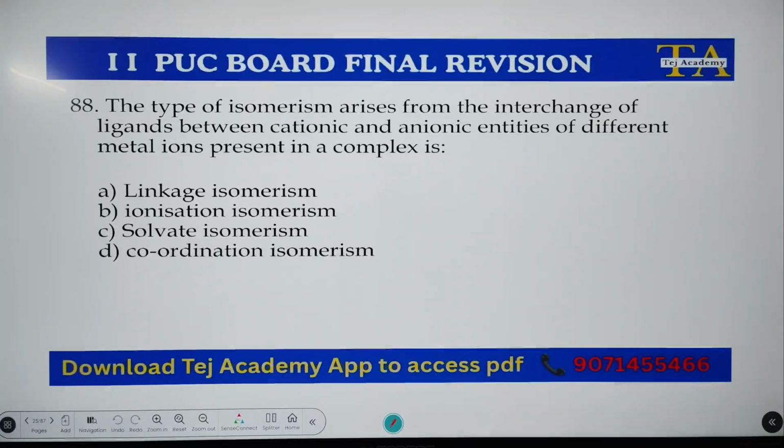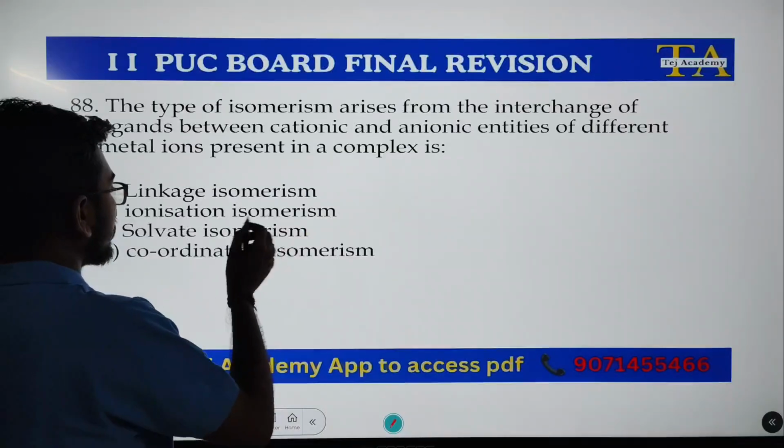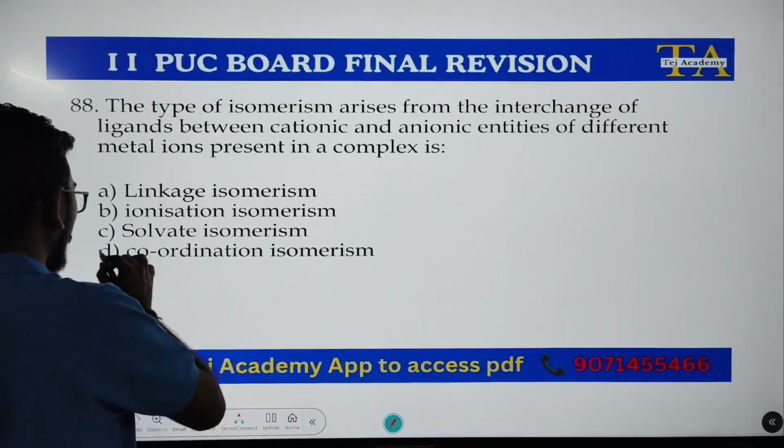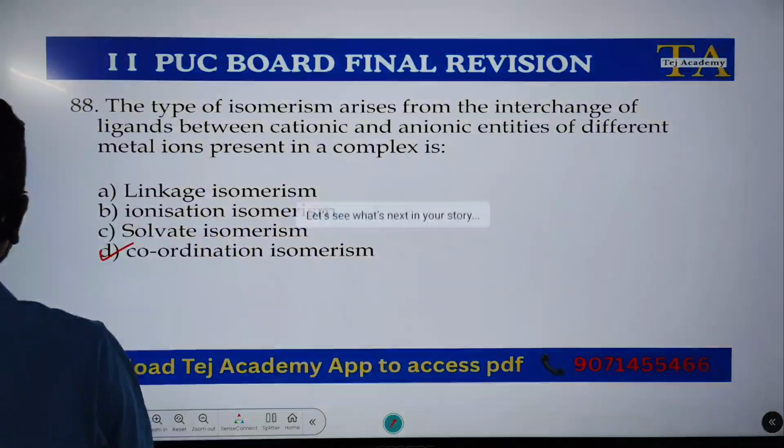88. The type of isomerism that arises from the interchange of ligands between cationic and anionic entities of different metal ions present in the complex is: linkage isomerism, ionization isomerism, solvent isomerism, coordination isomerism. So interchange of ligands between cationic and anionic entities of different metal ions will take place in coordination isomerism.